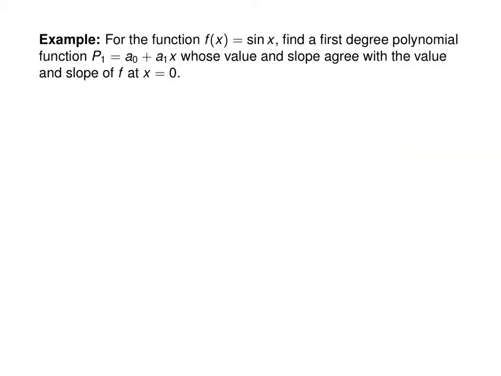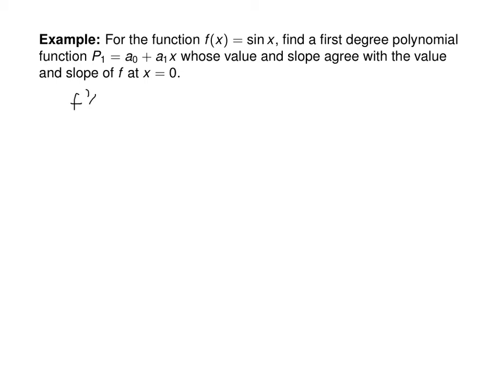So first, let's start by finding a first-degree polynomial function whose value and slope agree with the value and slope of the function sin x at x equals 0. Now this is a fancy way of just saying that we can find the tangent line, because the tangent line passes through the graph at that point, and it has the same slope. So remember, to find the tangent line, you have to use the derivative.